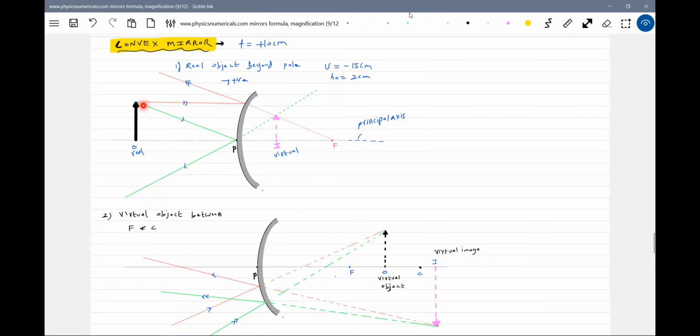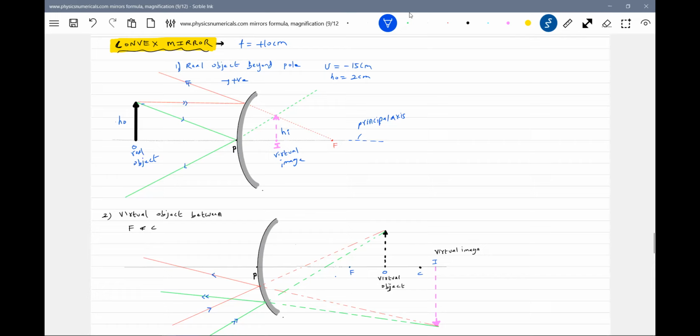Then another ray incident at the pole, after reflection, will be reflected like this. Look at these two reflected rays. They're diverging from a point. I'll reproduce them back to where these two reflected rays intersect. That will be the position of the image. So here is the object HO, this will be the image I. So a virtual image, and there's a real object.